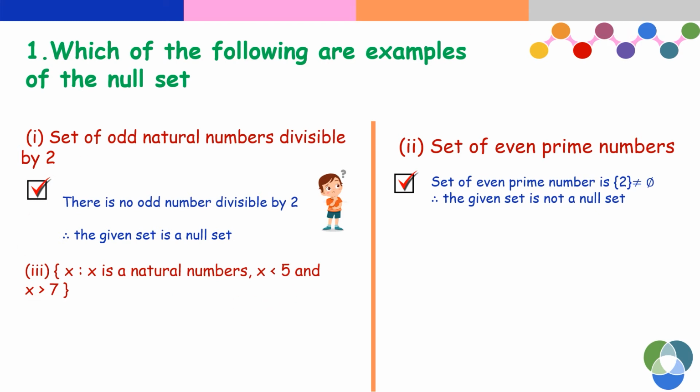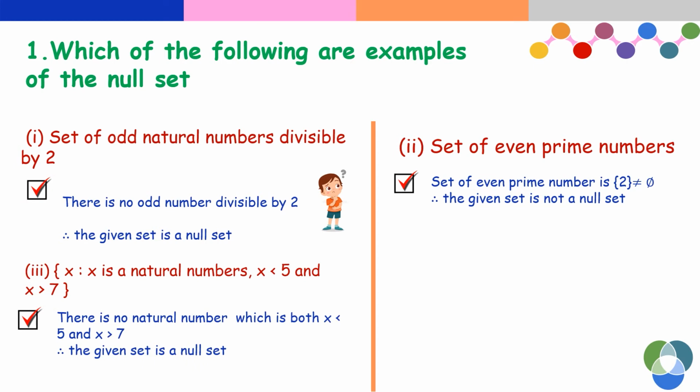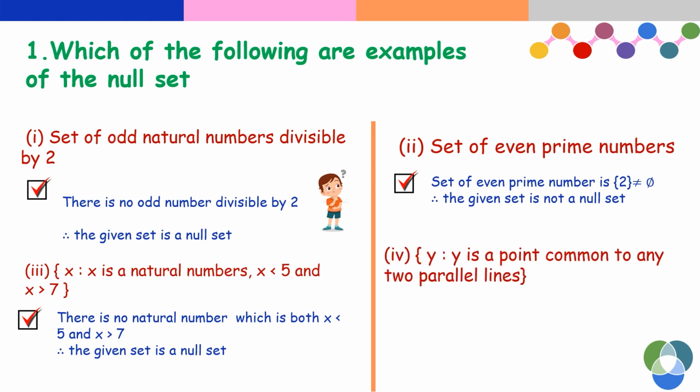Is that possible? It should be less than 5 and it should be greater than 7 also. Is it possible? No, it is not at all possible. There is no natural number which is both x less than 5 and x greater than 7. We cannot find any number in that interval. So the given set is a null set. There are no elements for this example. So no elements, it is a null set.